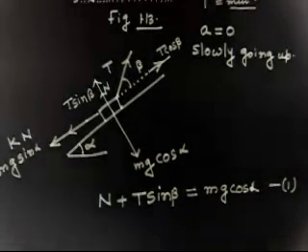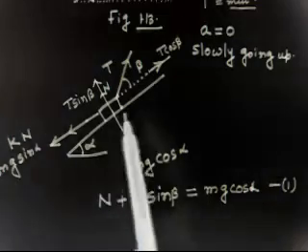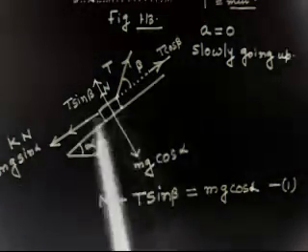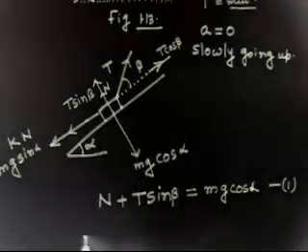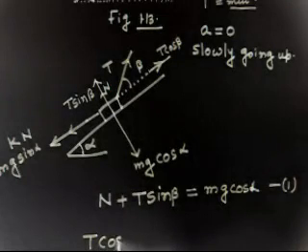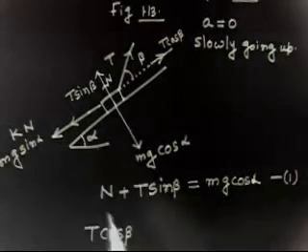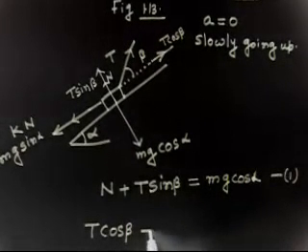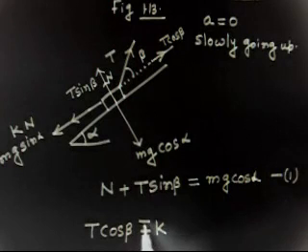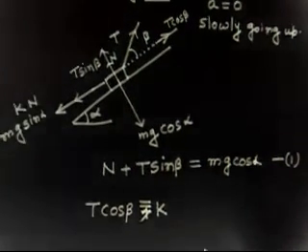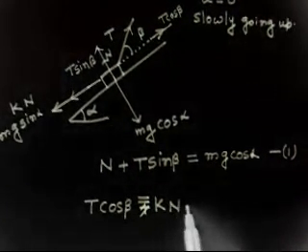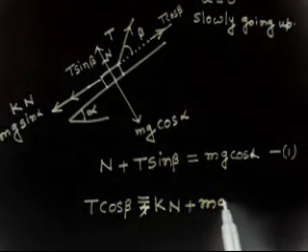Now we can write equation number 2, that is in this direction. Again acceleration is 0 in this direction, so total force must be 0. So in the up direction you have T cos beta, and in the downward direction you have forces, that is Kn. So this should be equal to the downward direction force Kn plus mg sin alpha.